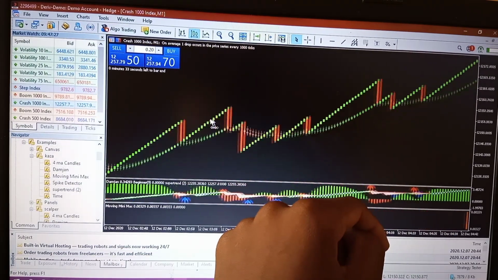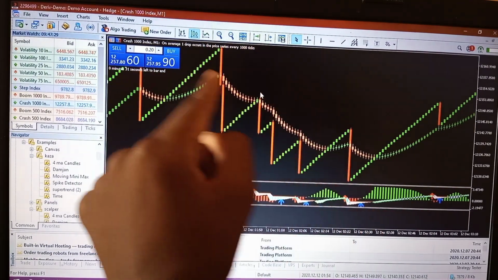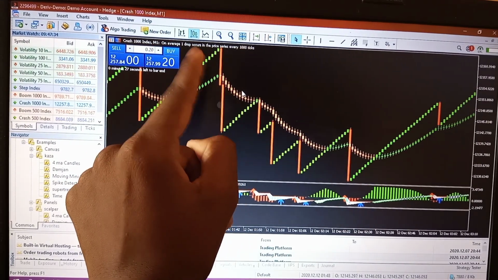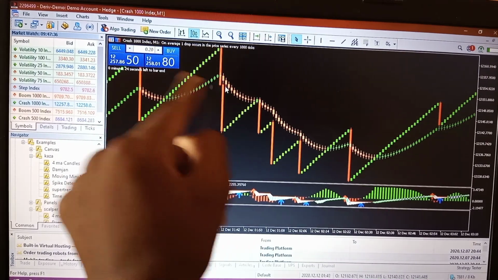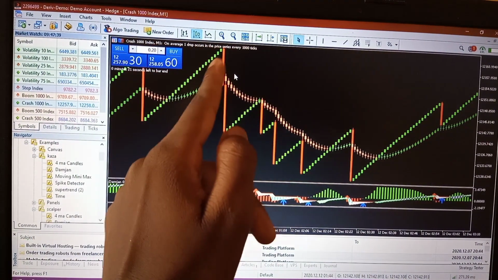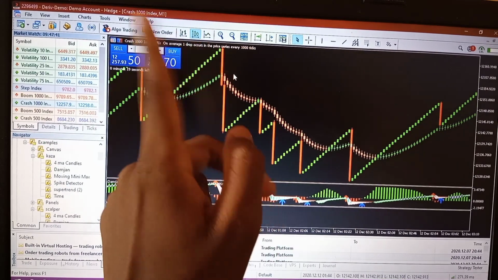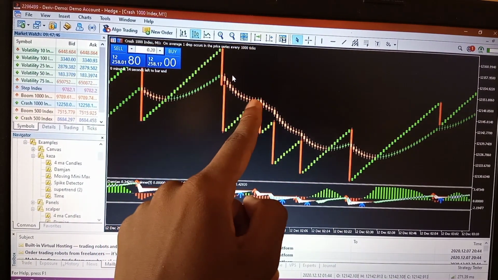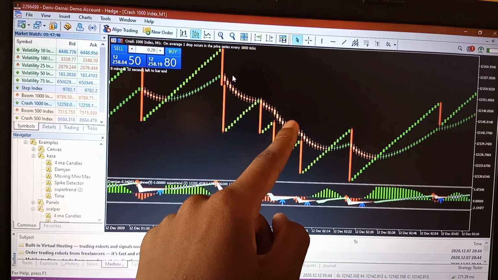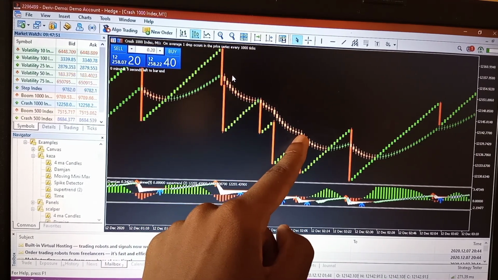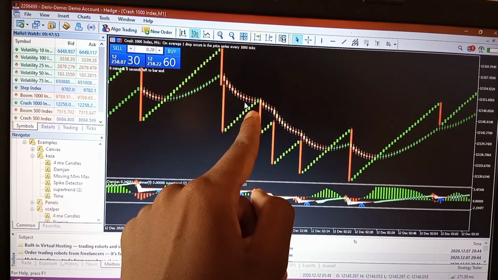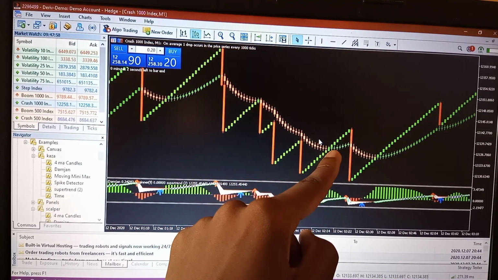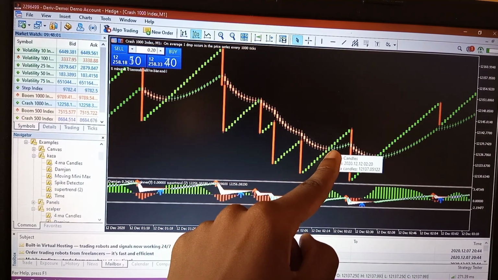Let's see another example. Here when it crashed, the 4MA candles colors are now, I don't know, brown. I hope you understand. It started going down, and down. As you notice here, it didn't cross any of these green candles. But when it reached here, it crossed the green candles.